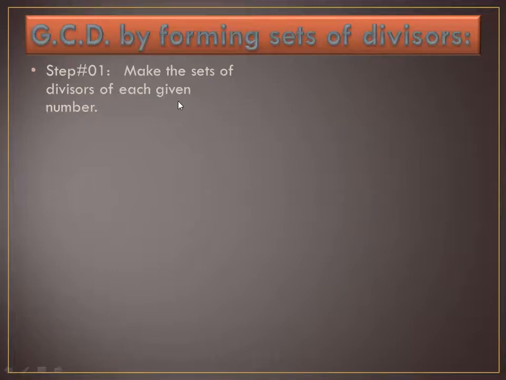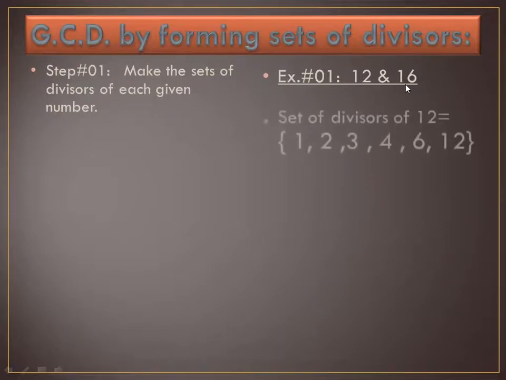If you have two numbers, three numbers, or whatever the given numbers are, you have to make their sets of divisors. Let's take an example. Your example number one is 12 and 16. These are your given numbers, and you have to make their sets of divisors.